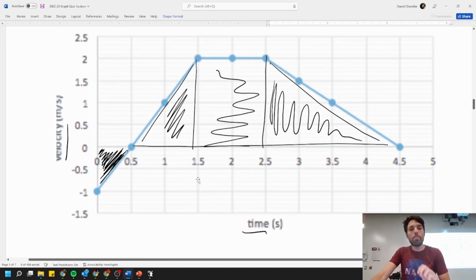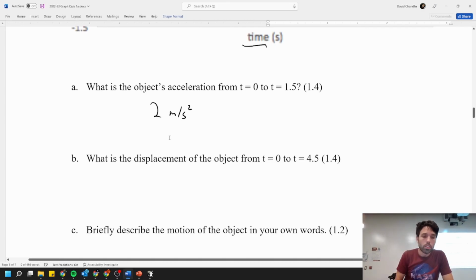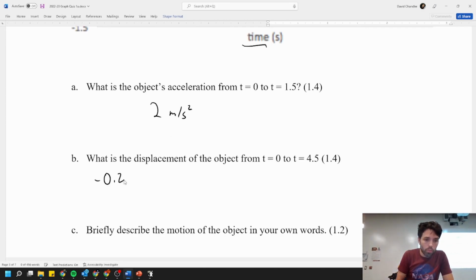So area under the curve, again, means the area between the x-axis and the line of the graph. This first little triangle is going to be actually negative displacement. So let's see, area of a triangle is 1/2 base times height. So the base is 1/2, and the height is -1. So that's -1 times 1/2 is -1/2. A half times half is going to be 1/4, right, or 0.25. So the first little area is going to be -0.25.